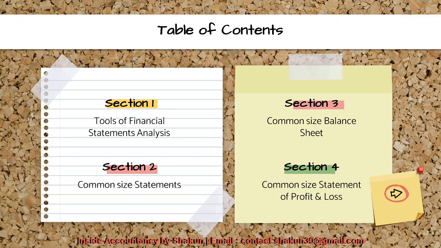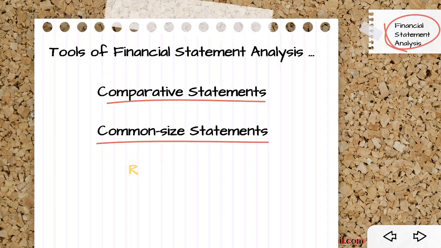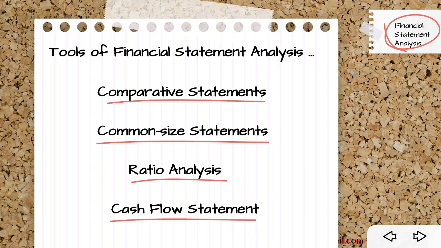In this video, we'll be specifically talking about the common size balance sheet and the preparation of common size statement of profit and loss. As we have already discussed in chapter 2, the various tools of financial statement analysis are comparative statements, common size statements, ratio analysis, and cash flow statements. Comparative statements, as the name itself suggests, means to compare the financial data of 2 or more years. It is a horizontal analysis.